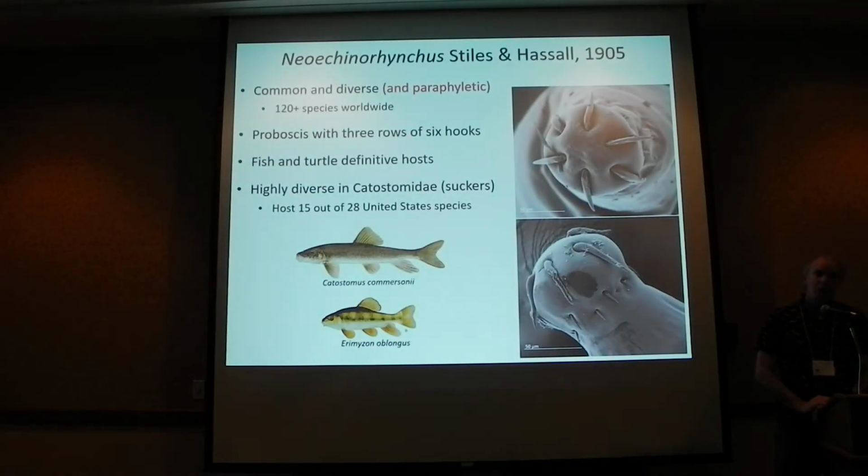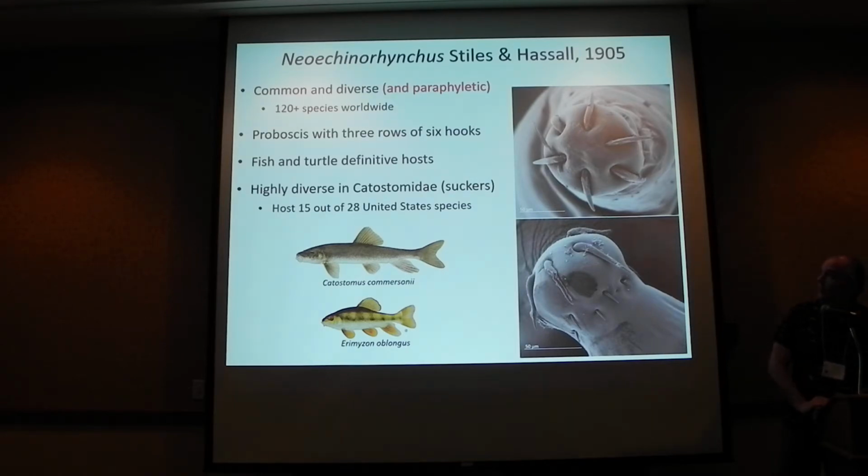This talk focuses on one particular genus, which is Neochinorhynchus. Neochinorhynchus is a hyperdiverse genus with over 120 species worldwide. These are featured with 3 rows of 6 hooks. And these are typically in fish, but there are several species that have moved over to turtles as hosts.